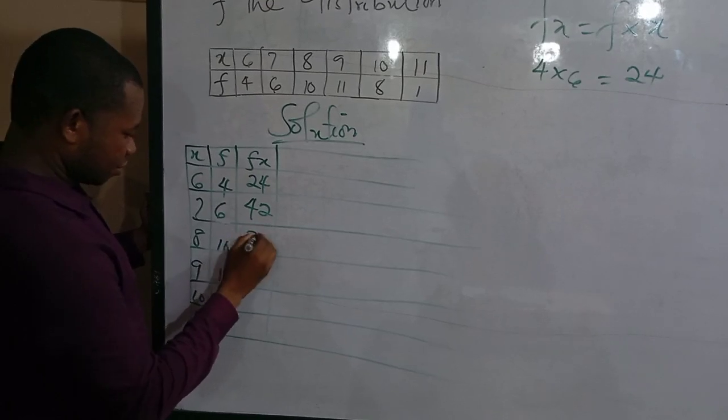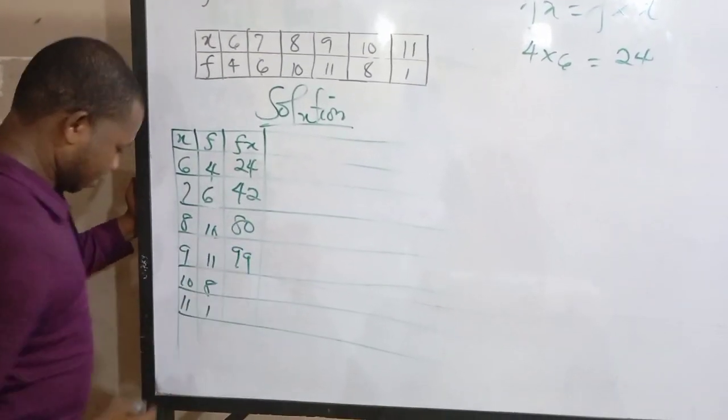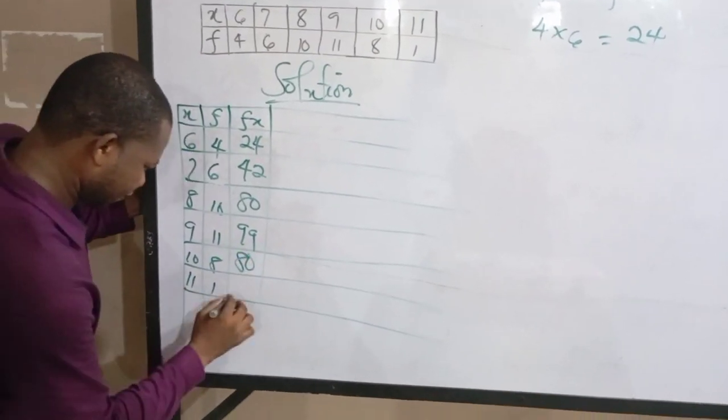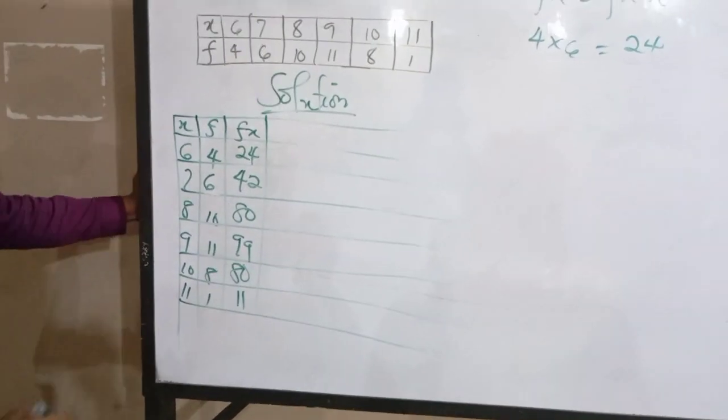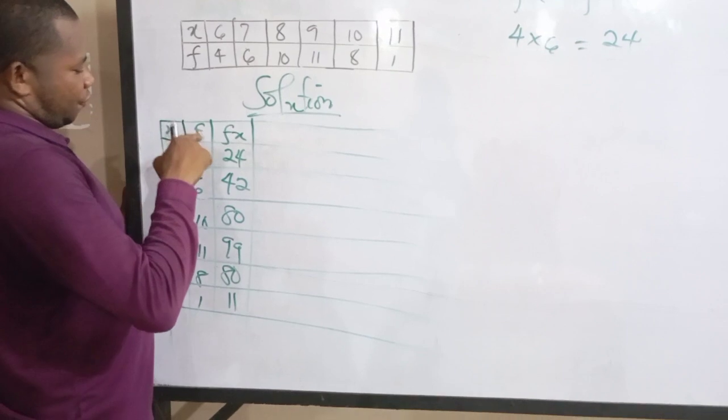8 times 10 gives me 80. 9 times 11 gives me 99. That's 99. 10 times 8 gives me 80. 11 times 1 gives me 11. Now I've been able to determine my f of x.